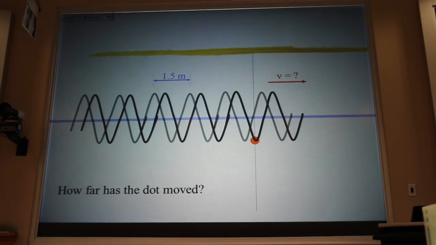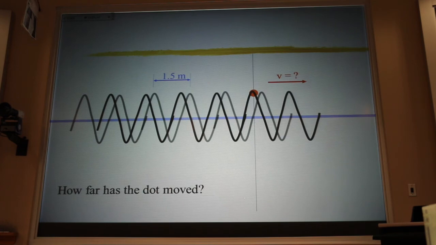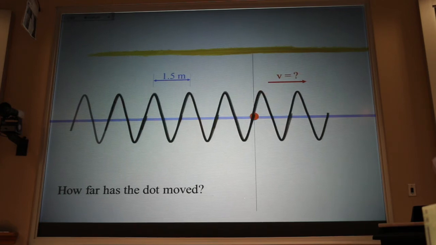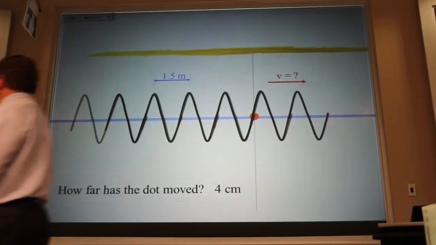1 centimeter, the amplitude, 1 centimeter. Well, now it's moved another 1/4 wavelength. How far did it move total from the beginning? 2 centimeters. Now another 1/4 wavelength has passed. What's the total movement? 3 centimeters. And now we've moved 1 full wavelength. How far is the dot moved? 4 centimeters. Okay, so for 1 wavelength, we move the dot 4 centimeters.